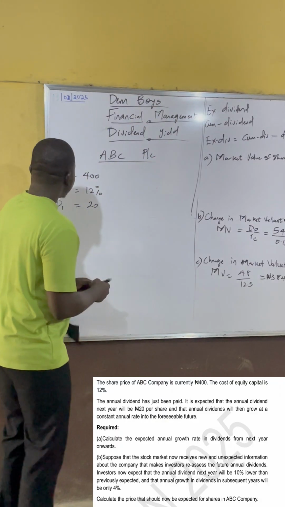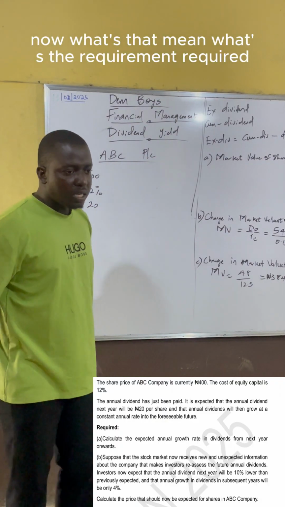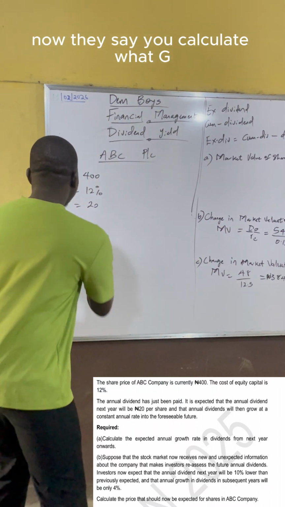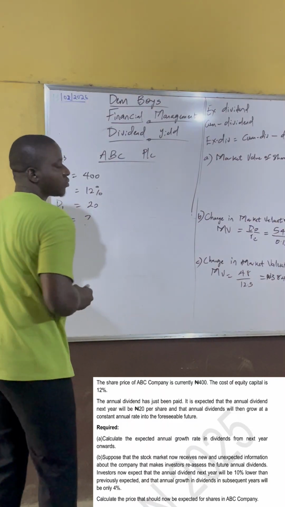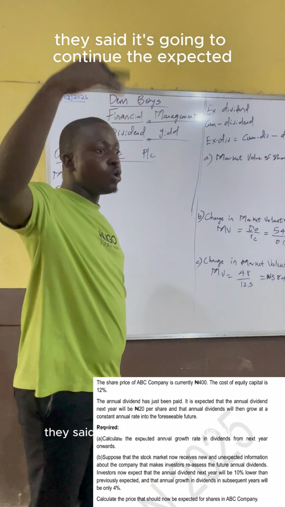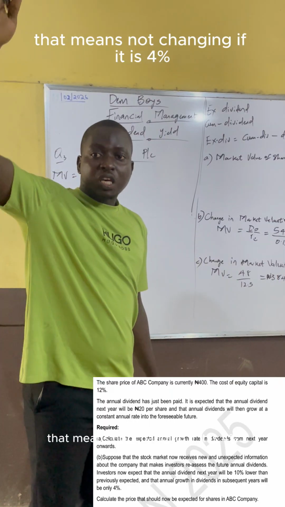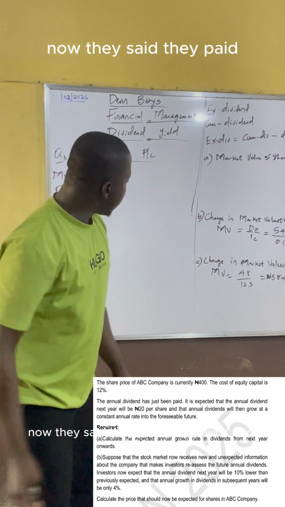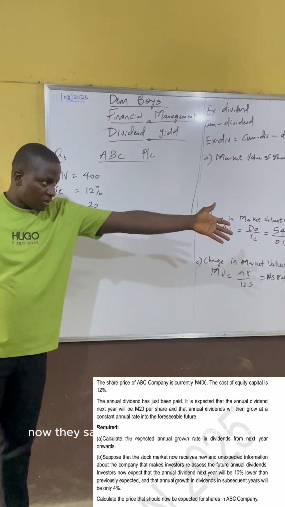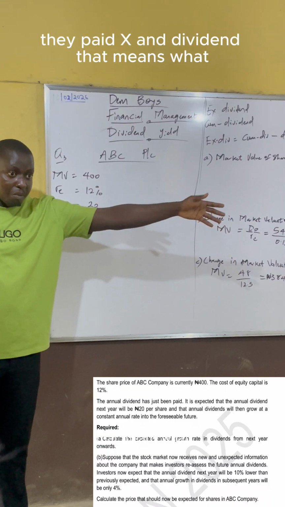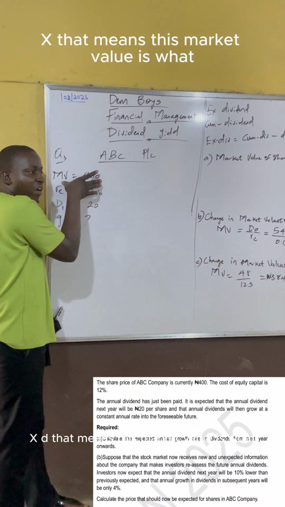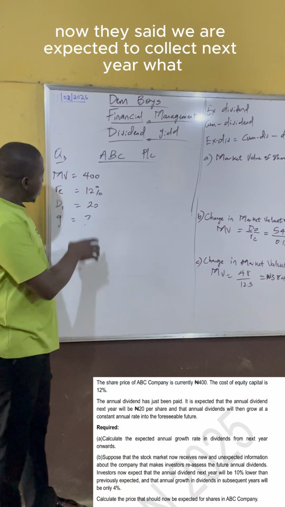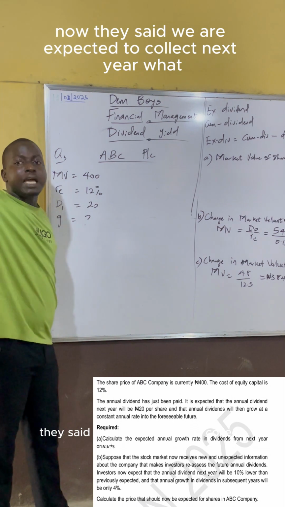Now what's the requirement? Calculate the expected annual growth rate, G. You see that this G is going to continue, meaning not changing. If it is 4%, they will use 4% into the foreseeable future. Now, they say they've paid dividend. That means XD. That means this market value is the XD market value.